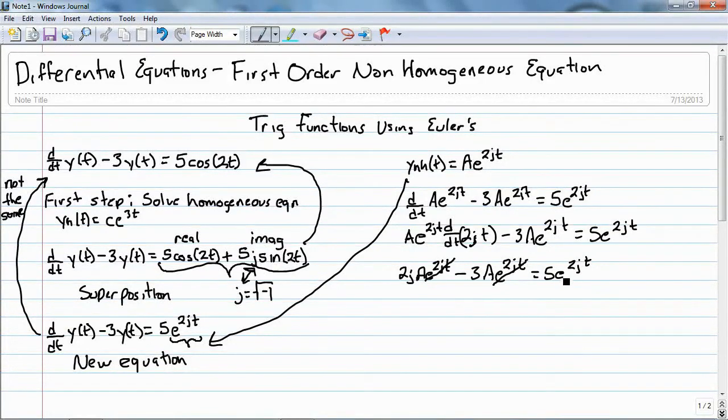e to the 2jt's will cancel out, and I'm going to write this in standard complex form, minus 3a plus 2ja is equal to 5. And I can distribute the a out.